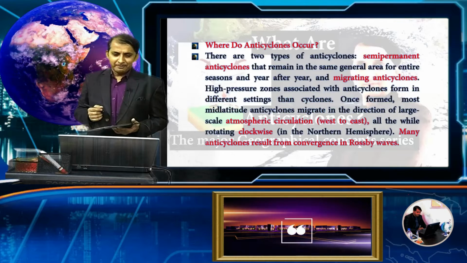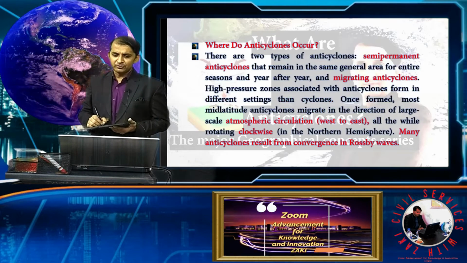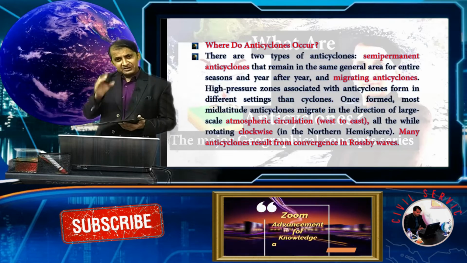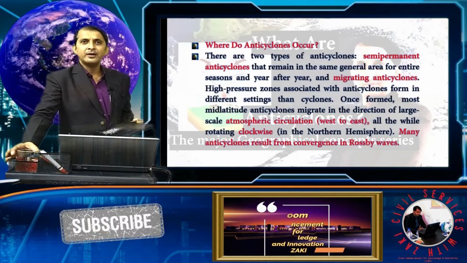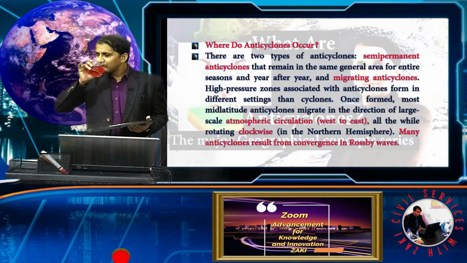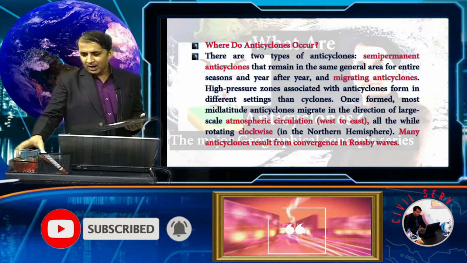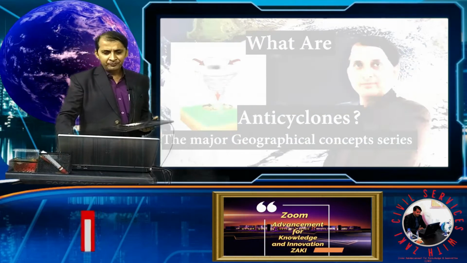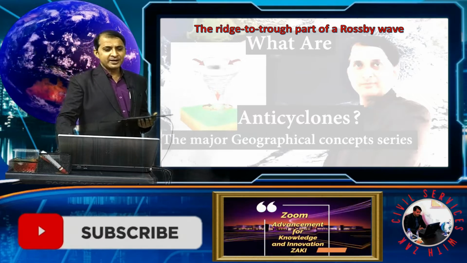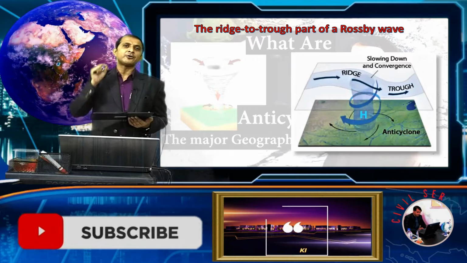Many anticyclones result from the convergence zones of the Rossby wave. Many of these systems generate near the convergence of the Rossby waves. See how this generates in the Rossby wave. Basically, this anticyclone generates near the ridge-to-trough part of the Rossby wave.